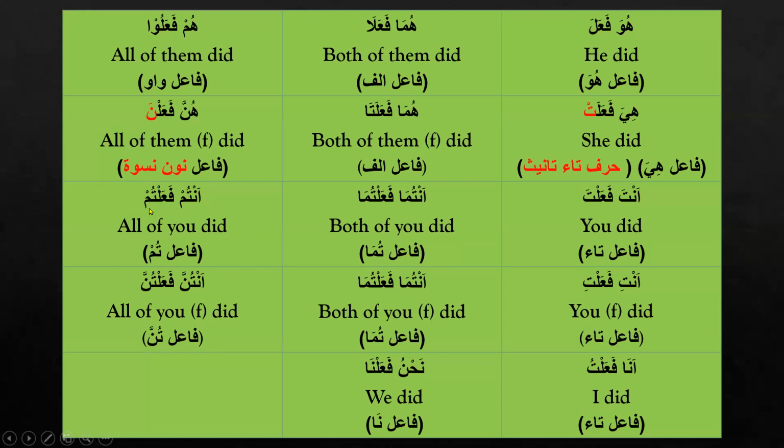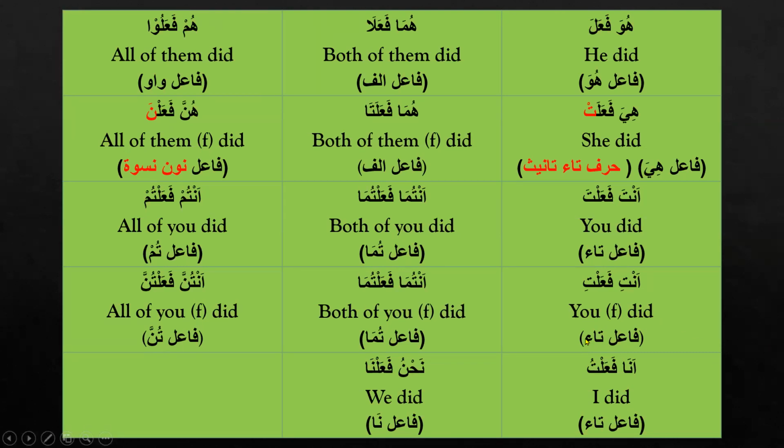Anti fa'alti. Ta with the kasra. You female did. Look at the sukoon here. Don't miss it, don't ignore it and don't neglect it. With the sixth siga, they all will have the sukoon on the lam kalima. Lam kalima with the sukoon. Starting with the sixth siga, they all are going to have a sukoon on them.